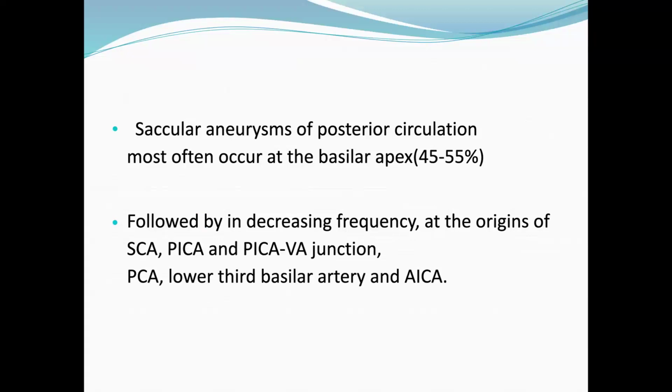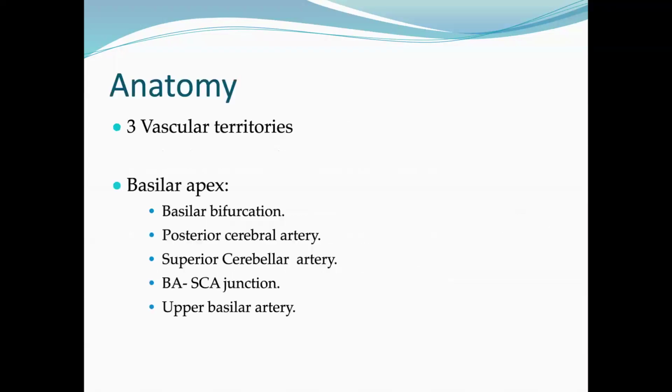When it comes to posterior circulation aneurysms, it's dominated by the basilar top. 45 to 55% of any aneurysm of the posterior circulation is likely to be a basilar top. Followed by the superior cerebellar aneurysms, which we all know are the next most common. The PICA-vertebral artery junction aneurysms are the next, followed by distal PCA or P2 aneurysms, the lower basilar trunk aneurysms, and AICA aneurysms. When it comes to posterior circulation, there are 3 vascular territories that we have to be aware of.